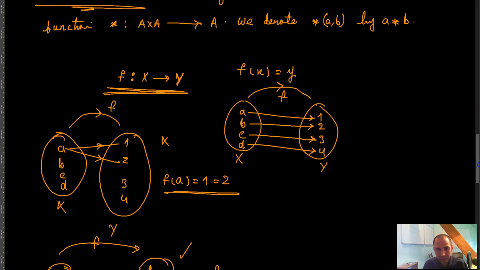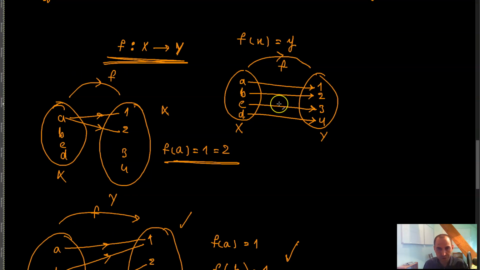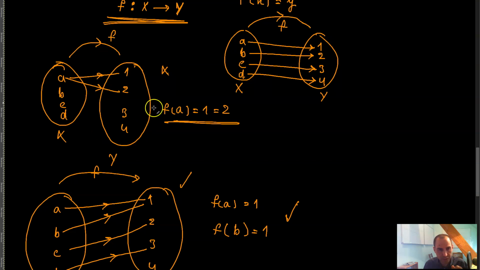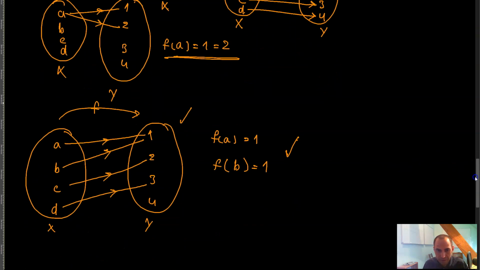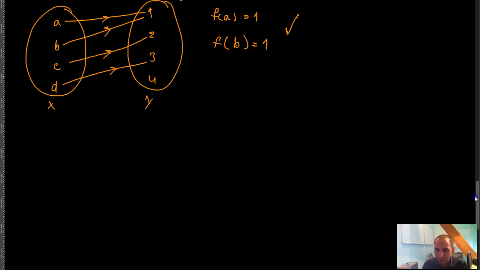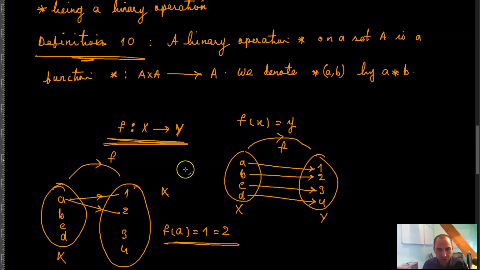So that means that for f to be a function, first of all, all of these elements have to be the preimage of some element in this set Y. And moreover, this kind of thing is not allowed, meaning that the image of any element has to be unique. And as you know, there are different types of functions: one-one functions, onto functions, bijective functions, and so on and so forth. Provided that all of that is true, then you can call f a function.